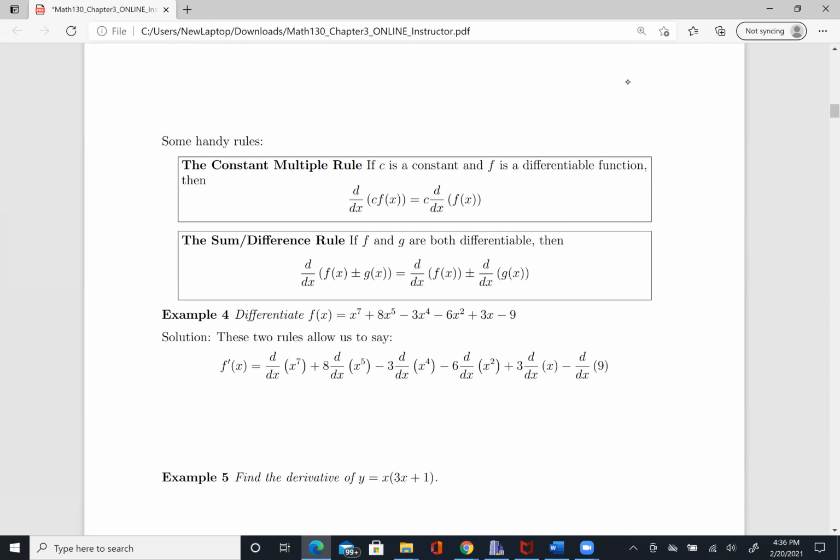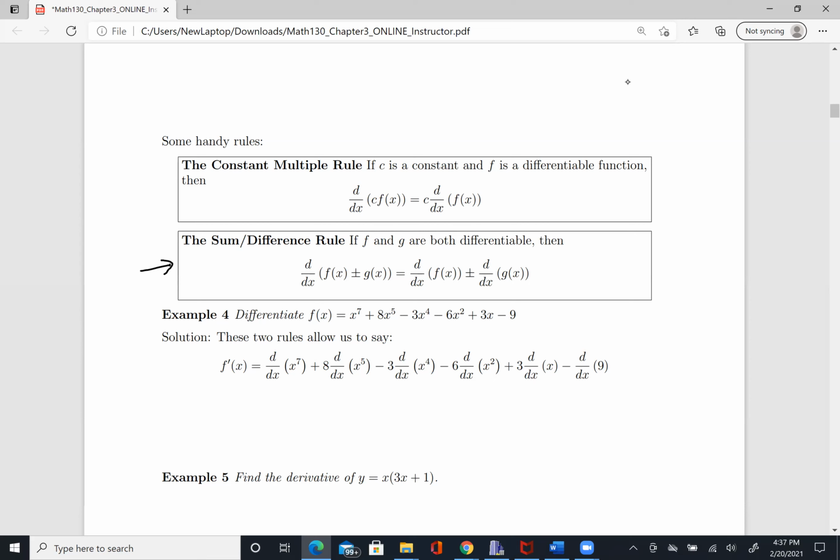Okay, so I have f(x) equal to x to the power 7 plus 8 times x to the power 5 minus 3 times x to the power 4 minus 6 times x to the power 2 plus 3x minus 9. If you want to separate each term, you can right away apply the sum or difference rule to separate each term. It could make taking the derivative easier.